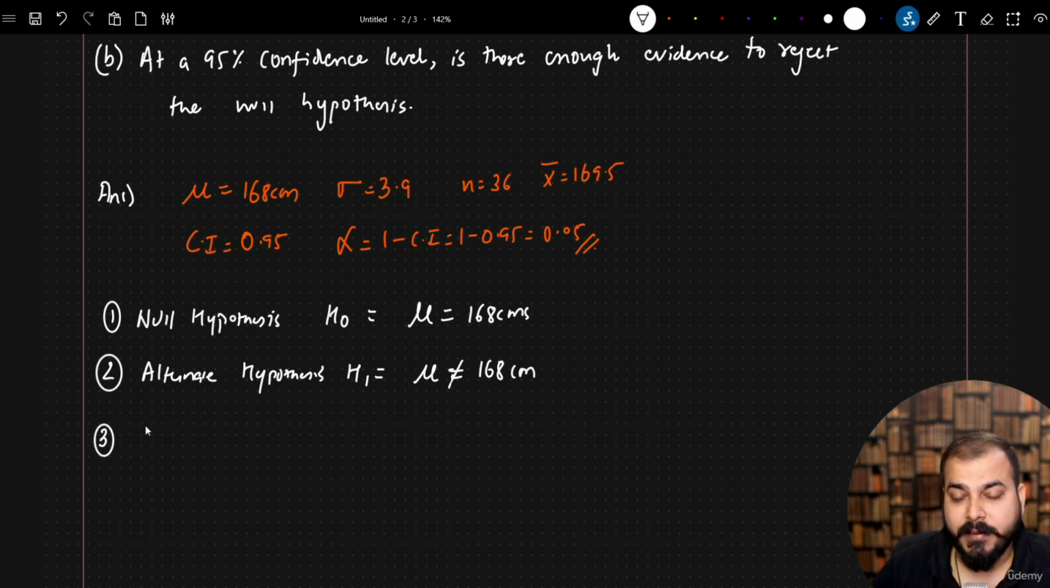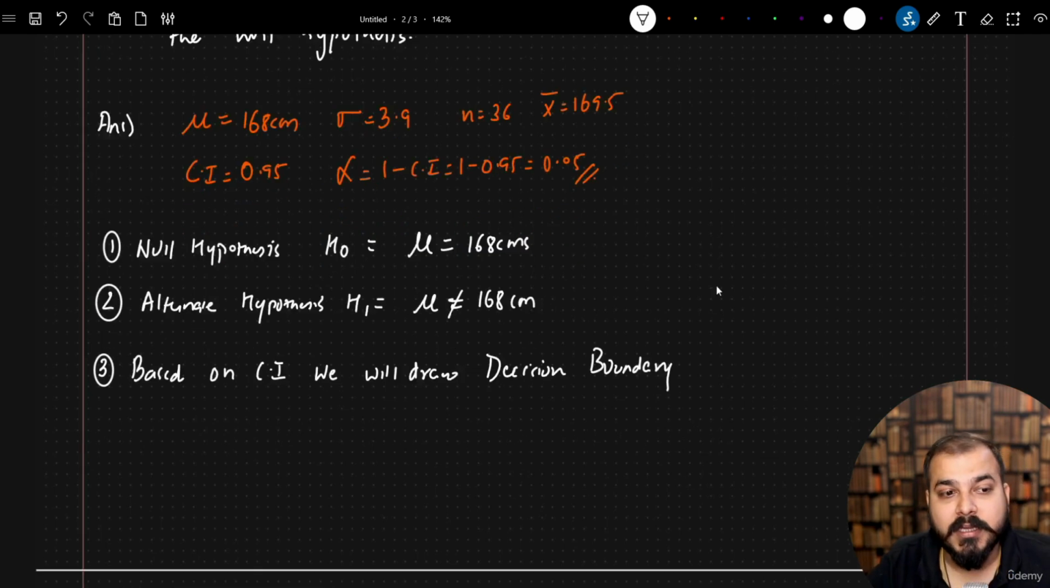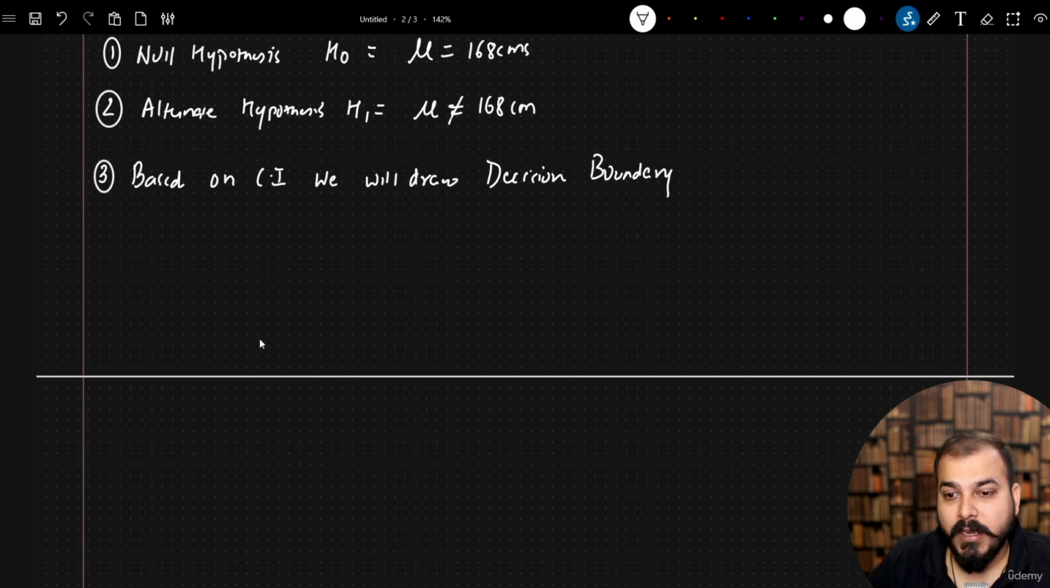The third step is that, based on the confidence interval, we will draw a decision boundary. We will draw the decision boundary, right? Now how to draw this decision boundary is a super important topic. We know what our mean is. Our mean is nothing but 168 centimeters.